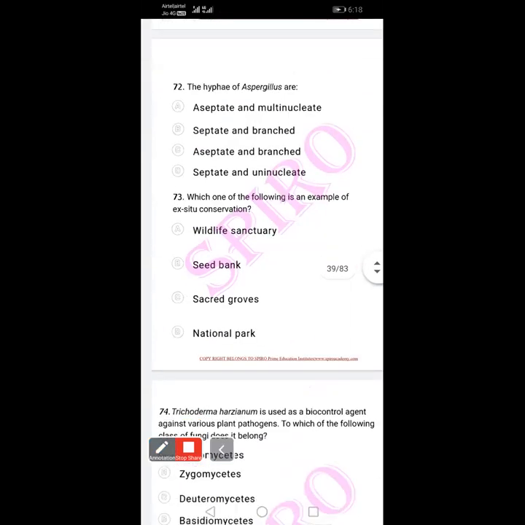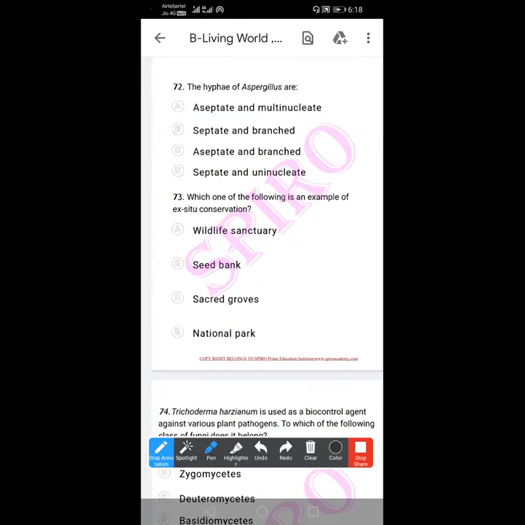Question number 72. The hyphae of Phycomycetes are. You should remember only one thing: the hyphae of Phycomycetes are aseptate and coenocytic. The remaining fungi, except yeast, are septate. So here it is aseptate multinucleate. No, that is a characteristic of phycomycetes, but Aspergillus belongs to ascomycetes. So, septate and branched, aseptate and branched, septate uninucleate. The correct option is septate and branched. Option 2 is the correct answer.